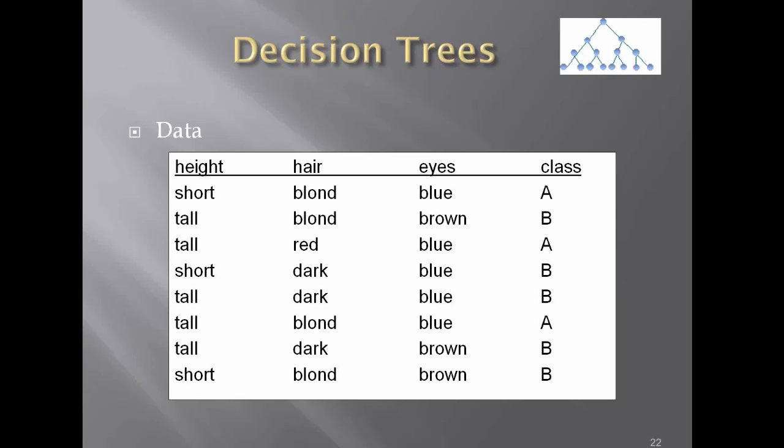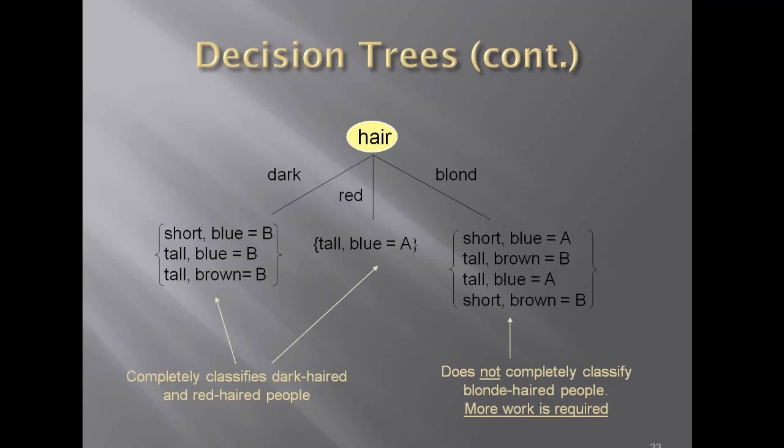Now we're going to go ahead and develop a decision tree. We know that we can identify, based on the hair color, someone with dark hair, if they're short and blue-eyed, tall and blue-eyed, or tall and brown-eyed, they'll fit into class B. If they have red hair and they're tall and blue-eyed, they'll fit into class A. If they have blonde hair, we're not finished our tree.